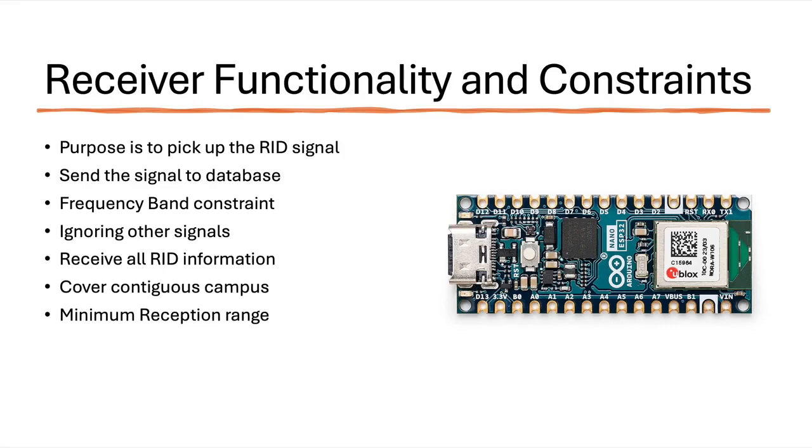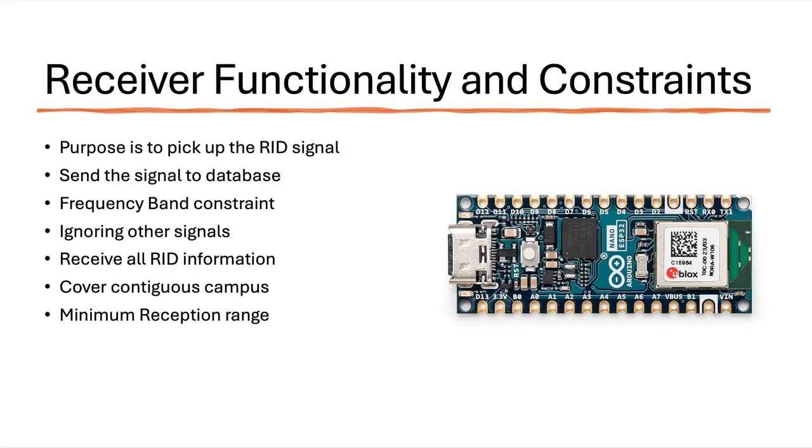A design constraint, or an ethical constraint, is ignoring other signals. Any other signals that may be out and about that the receiver would normally be able to pick up, it is going to ignore. It's going to ignore these signals due to privacy concerns, because Tennessee Tech does not have a right to be storing data and picking it up regarding anything besides the remote ID signal. That is the only purpose of this system, so it is not going to pick up any other signals, and drones that do not emit remote ID signals are going to be out of scope.